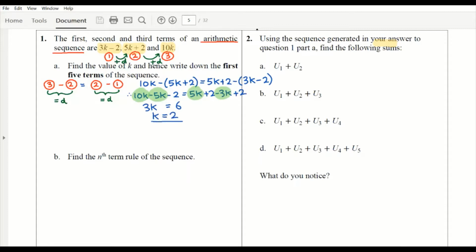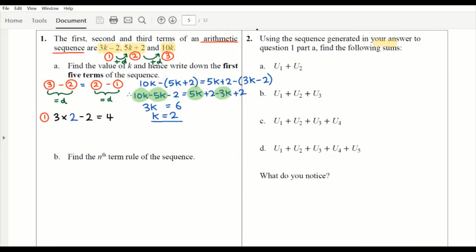So we've got the value of k, and then we're asked to write down the first 5 terms of the sequence. Okay, well, term number 1, let's write that out again, is going to be 3k subtract 2. So 3 multiplied by my k, which is 2. So 3k subtract 2, that's 6 subtract 2, which is 4.